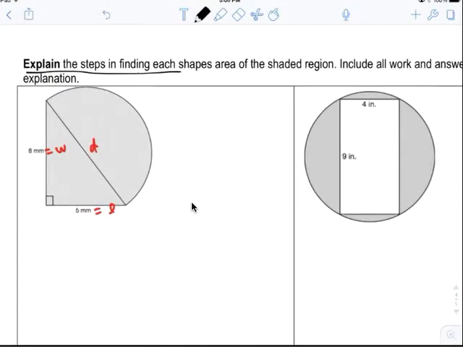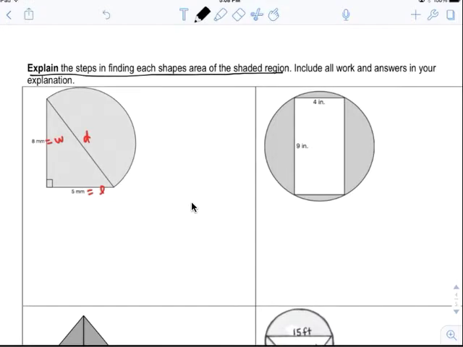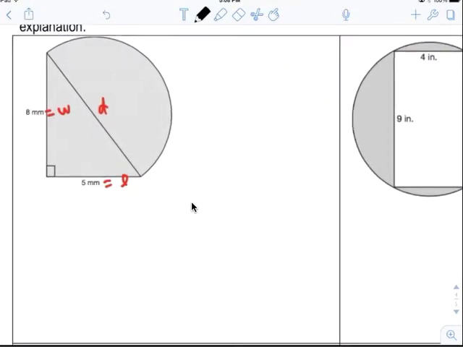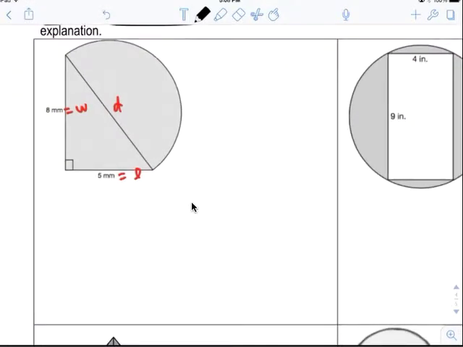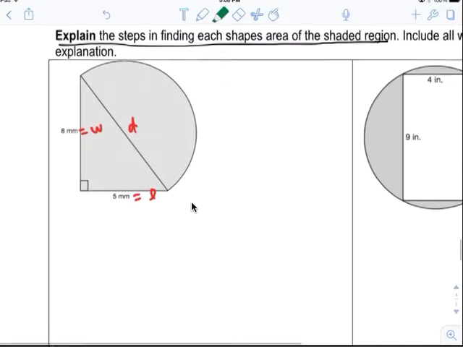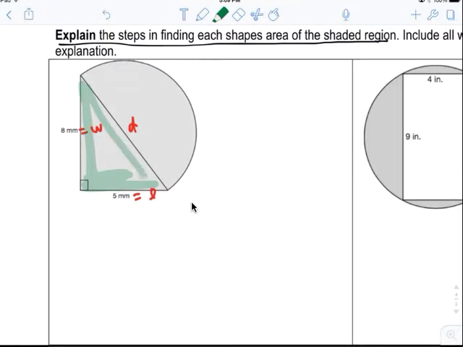Explain the steps in finding each shape. Include all work answers in your explanation. Okay, so first we're going to start, how do we solve this? Let's find the area. I'm going to start finding the area of the triangle first.